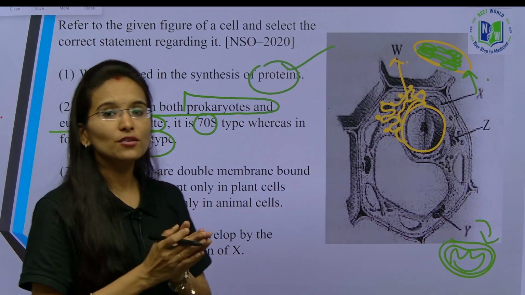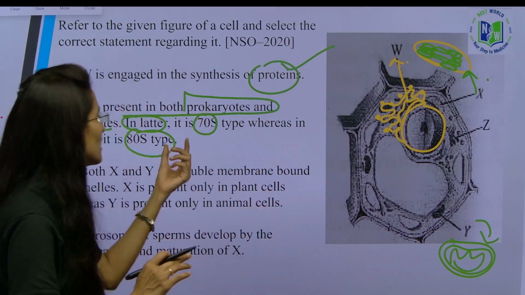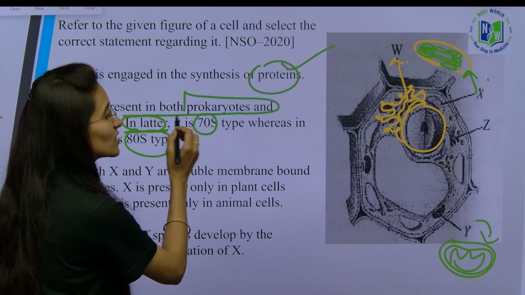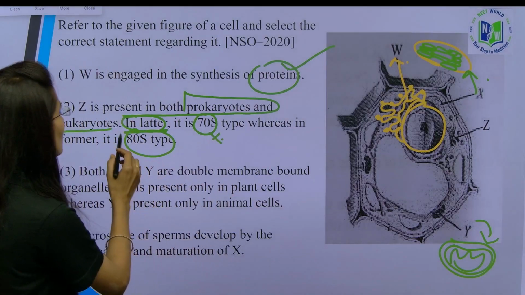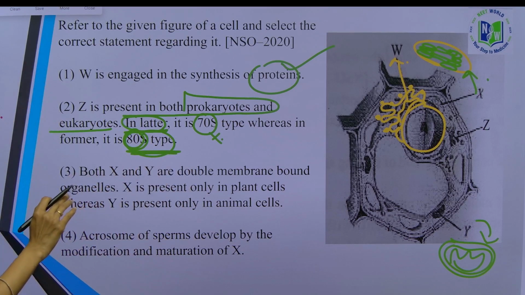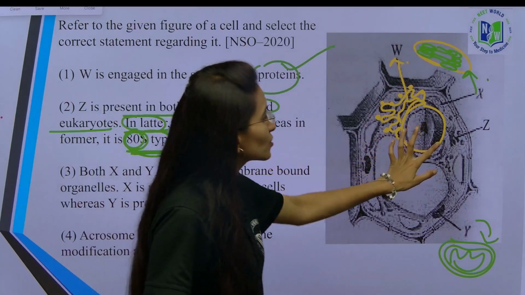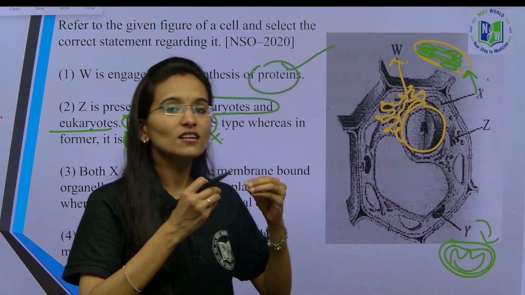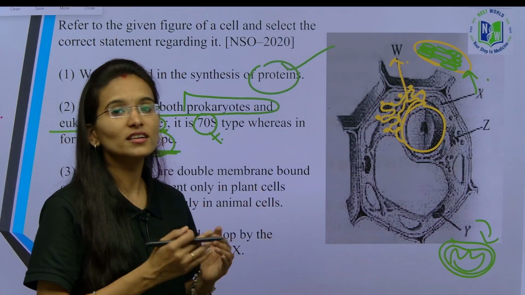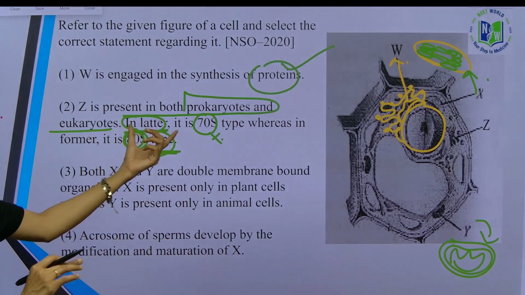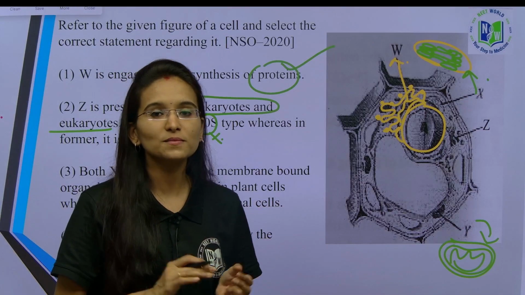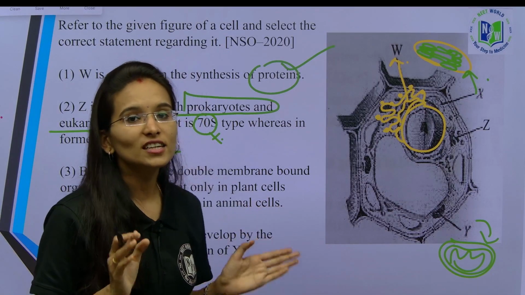Okay. The primitive ones are the prokaryotes, which contain the 70S type, but here he is saying that in the latter, in the sense in the eukaryotes, it is 70S type. So, it is the wrong one, and in the eukaryotes it is the 80S type of ribosomes. Actually the Z here is Golgi bodies. These are involved in synthesizing and modification of proteins. So, it is not related to the ribosomes only, students. So, here the statements are wrong. Just I am explaining you, the eukaryotes contain the 80S type of ribosomes, whereas prokaryotes contain the 70S type of ribosomes.